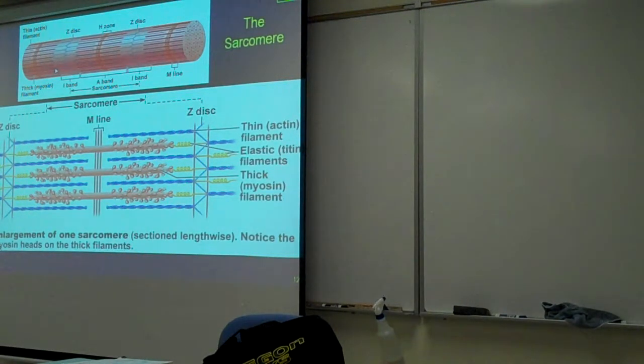Slow twitch have a slower ATPase. Fast twitch have a faster ATPase. Same enzyme, just works at different speeds.